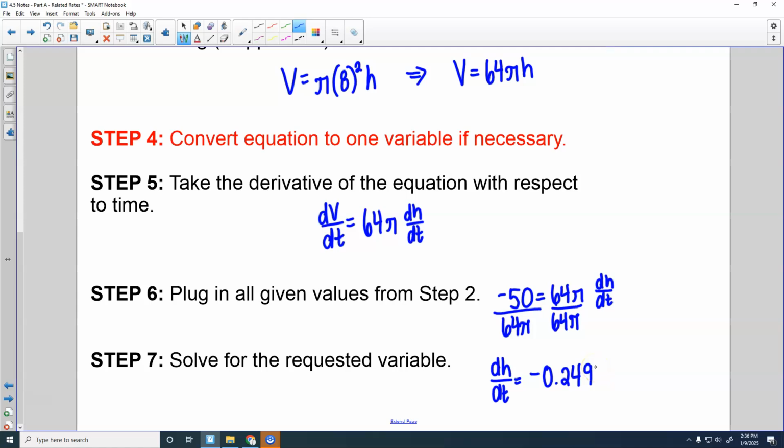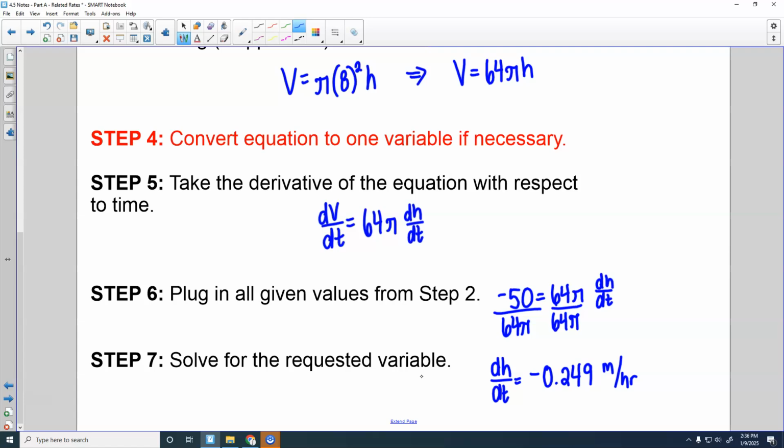What would the units on this one be? Meters per hour. Very good. Because height is what our H stands for. Height could be measured in meters. T is time. That would be hour.